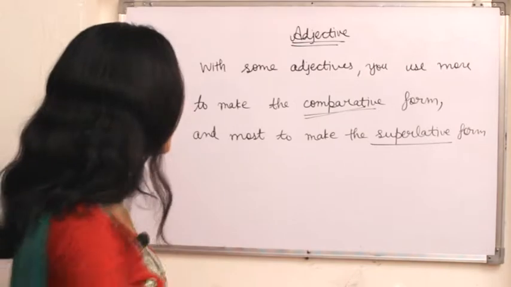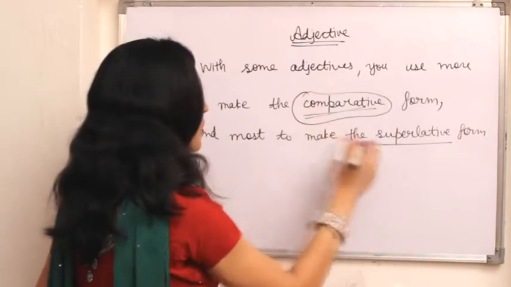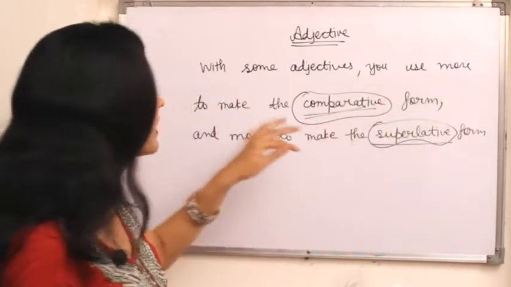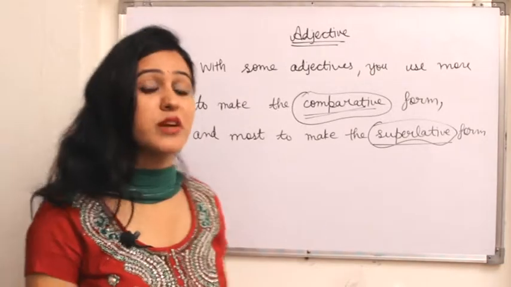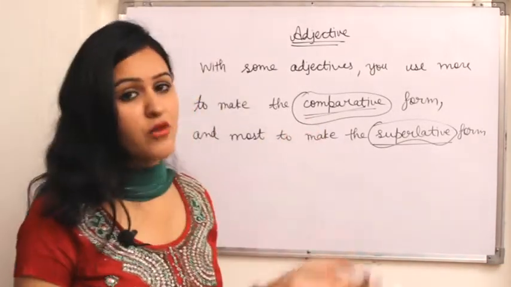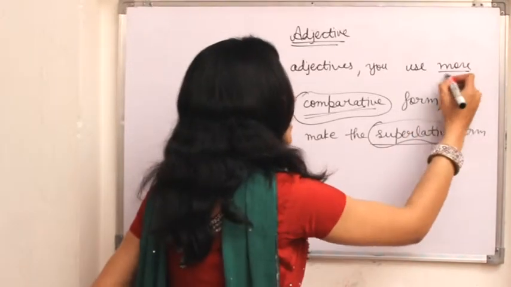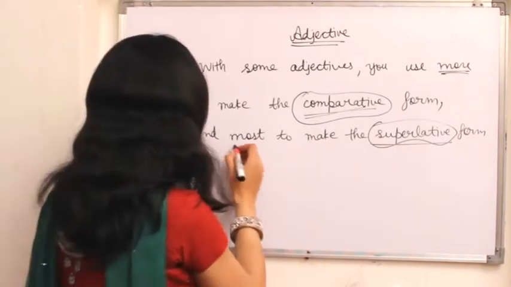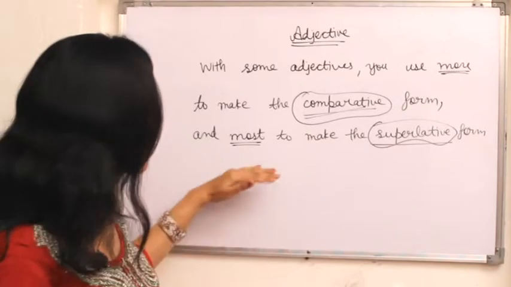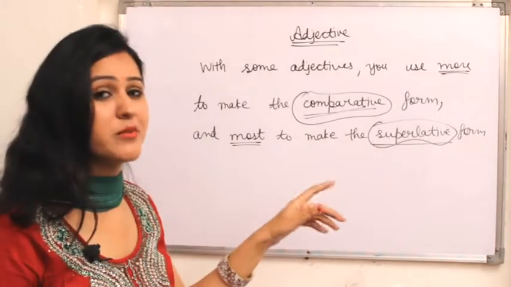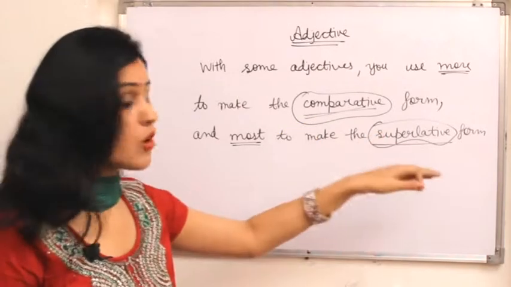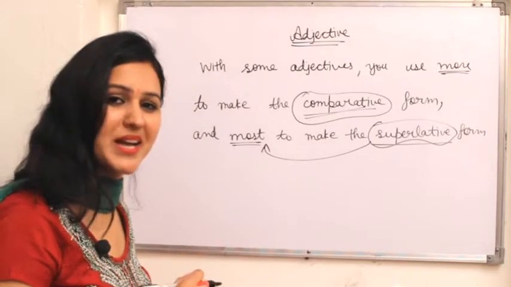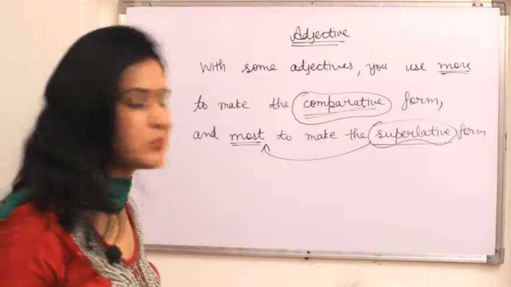Clear? So here I have comparative form and superlative form, but here you use more to make the comparative. When you utilize the comparative form, you just remember that you have to add more with the noun. Okay, so here I added most to make the superlative form. When you're utilizing superlative form, you just have to add most with the noun. Okay, so here are some examples. Just look at that board.